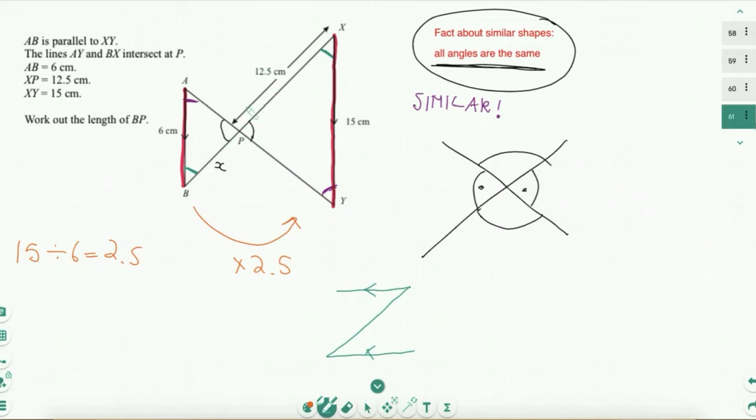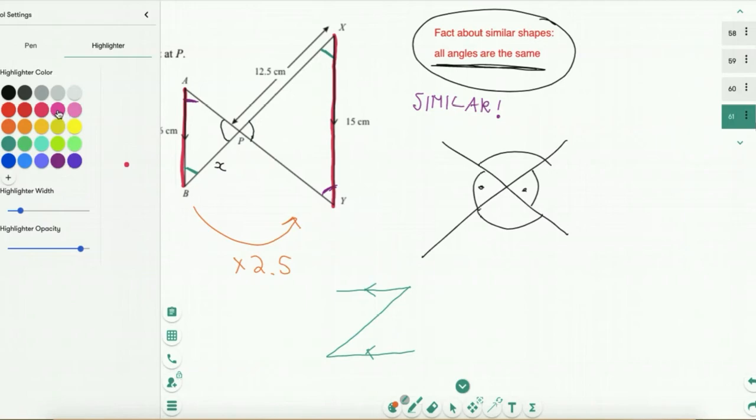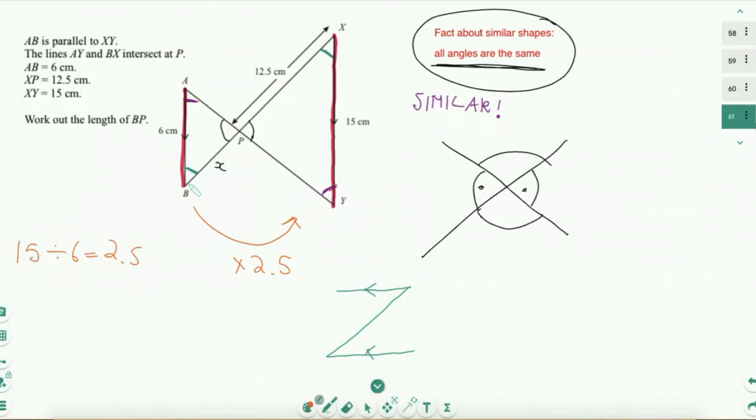Now, our missing side x is in between black and green. So let's find the black and green side here. Well, it's this side here. So we know that these two sides are corresponding because they're both in between black and green. So we can do 12.5, and since we're going from the bigger shape to the smaller shape, we'll divide by 2.5. And our answer is 5. BP is 5.